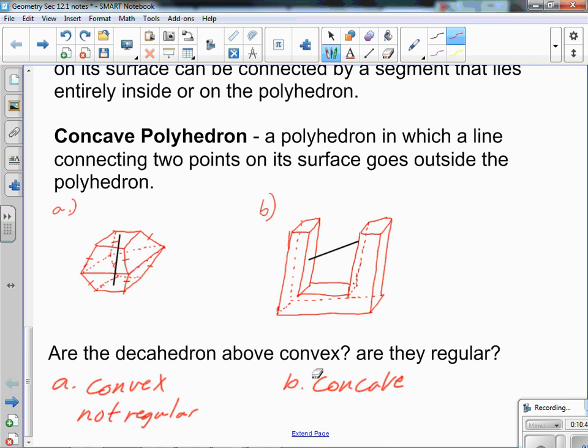And then for B, when we look at this figure, almost every side is a different shape. Right? So just by looking at that one almost right off, you should be able to tell that it's not regular.